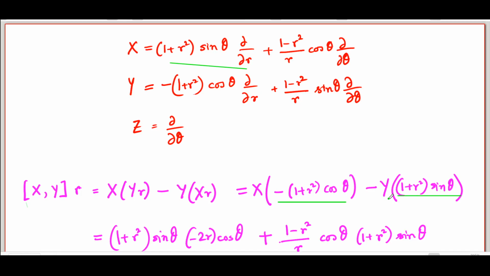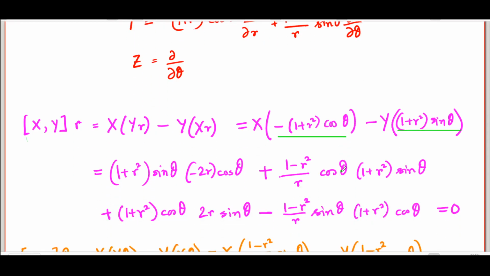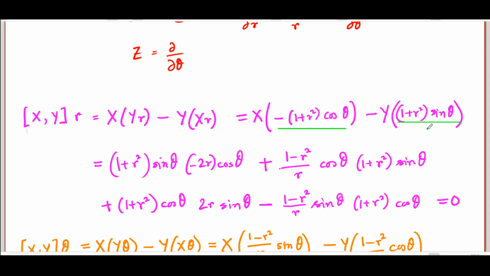Of course, now you will get multiple terms because x has a del/del r, which will give you a non-zero term from here. Also the del/del theta, which will also give you a non-zero term. Anyway, plugging all of them together, you get 2 terms from x acting on 1 plus r squared cosine theta and 2 more terms from y acting on 1 plus r squared sine theta. Of course, what this is going to give us is something we already know. We are going to get 0 because we have already worked this out directly.